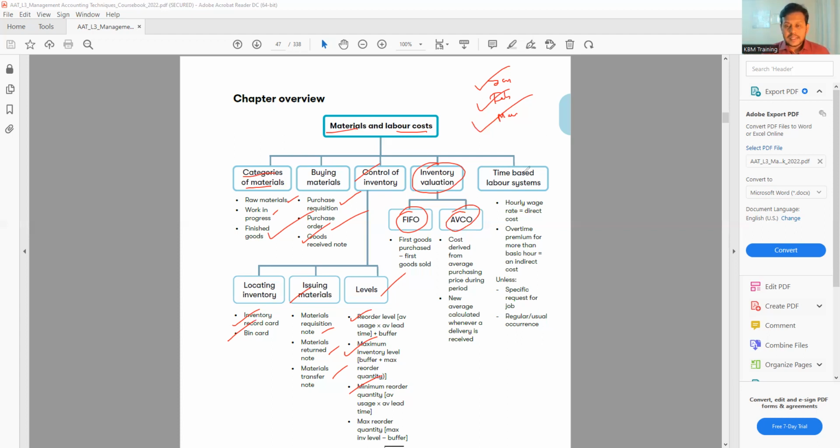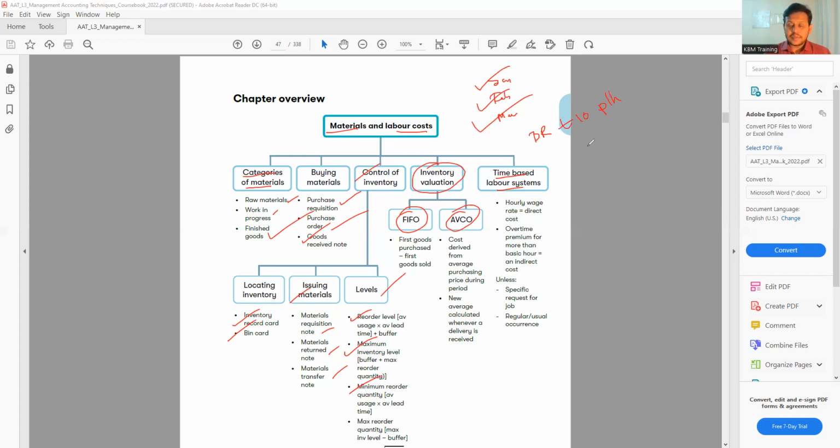Then we have the time-based labor hour system. Here we see how we pay our labor. Normally the labor is paid on an hourly basis. So how many hours they work, we pay based on the number of hours. Sometimes they get overtime, and obviously the overtime is normally higher than the normal rate. For example, let's say the basic rate is £10 per hour.